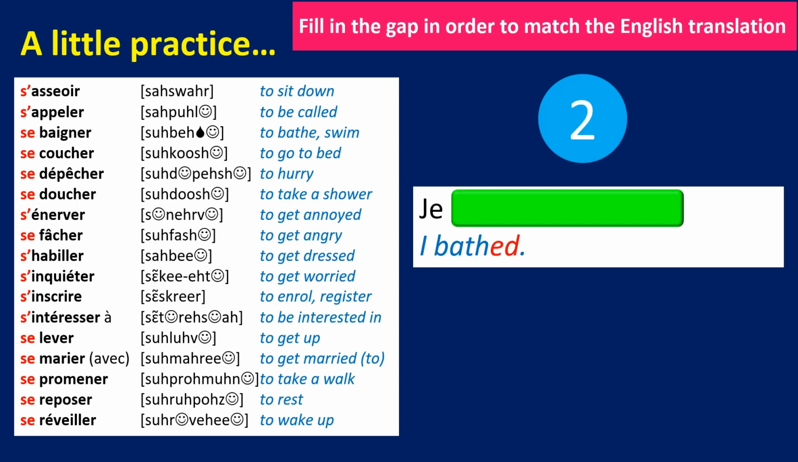This time we have I bathed. It's the perfect tense, the past tense. To bathe is se baigner. Therefore, in the perfect tense, this sentence using a reflexive verb is going to be je me suis baigné.